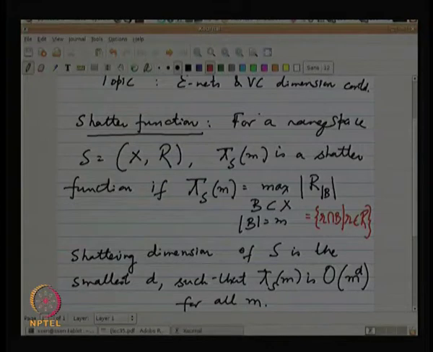It is not even clear from this definition that the shattering dimension actually exists, that there is such a d. It says to find the smallest d such that this is true. There may not be such a d. It is just a definition at this point.